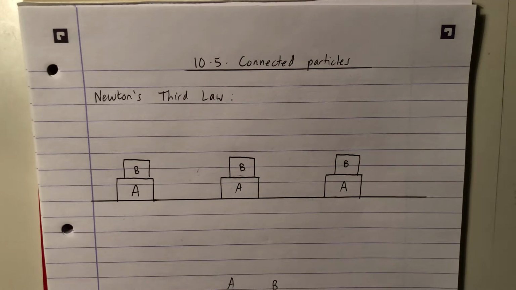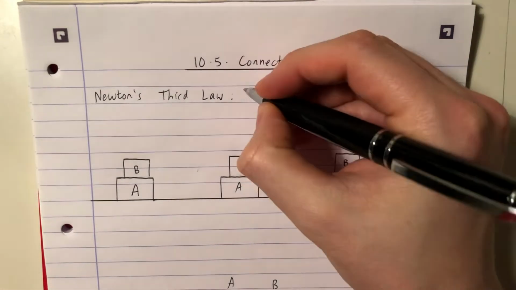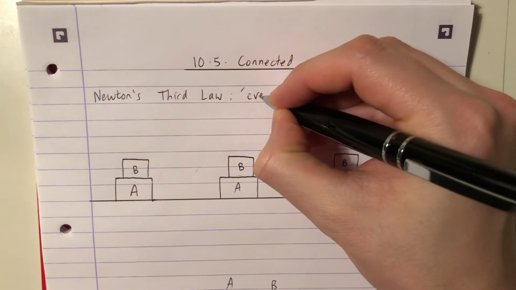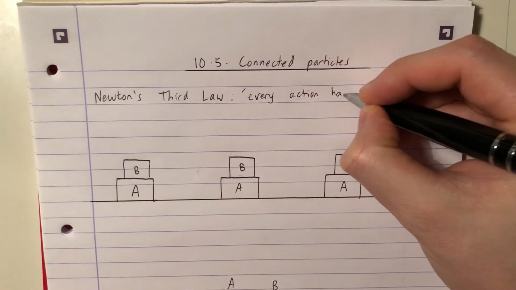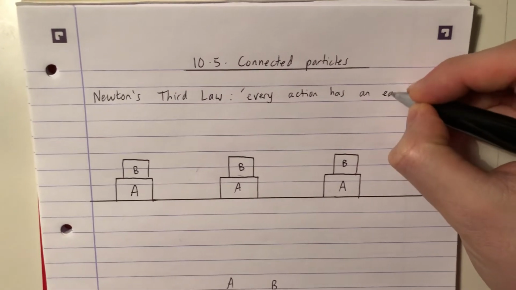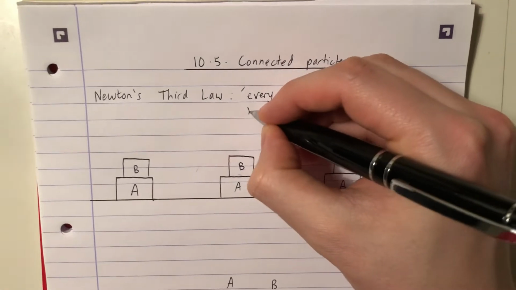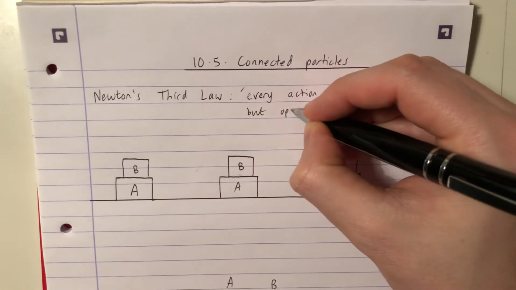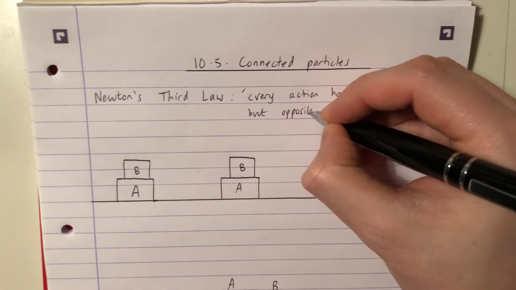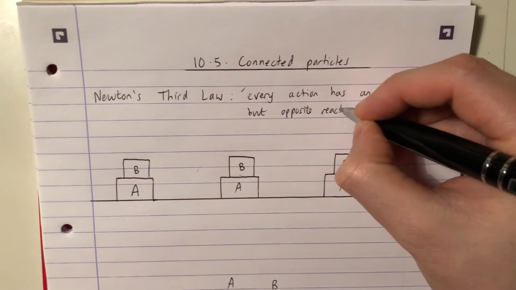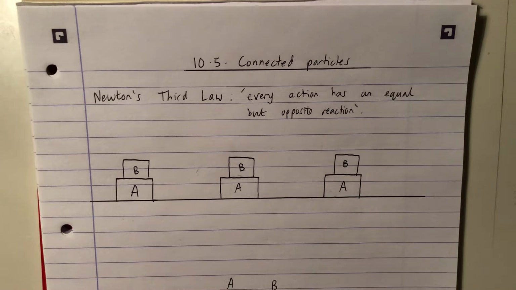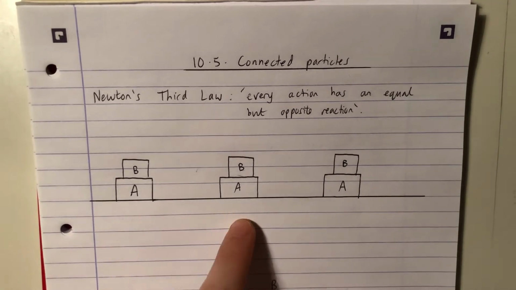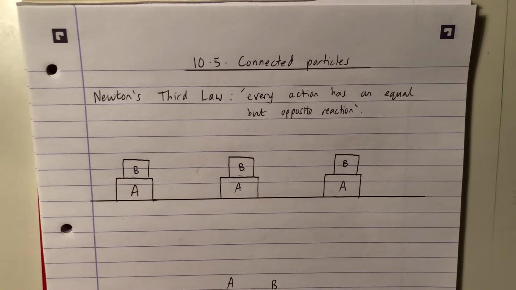Going to start off with Newton's third law, which I think I've mentioned at least once before. Every action has an equal but opposite reaction. I'm going to try and just illustrate what I mean by that with these three identical diagrams.